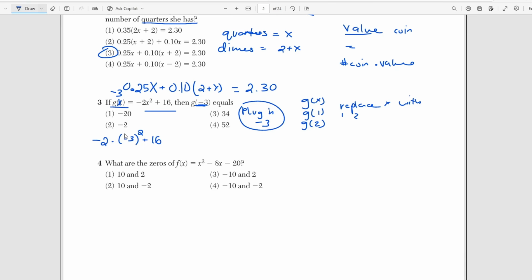You can plug this into your calculator, or you can do this by hand. At the end of the day, you get negative 2 as the answer, because you get negative 2 times 9, because negative 3 squared is 9, plus 16. Negative 2 times 9 is negative 18, plus 16 is equal to negative 2.